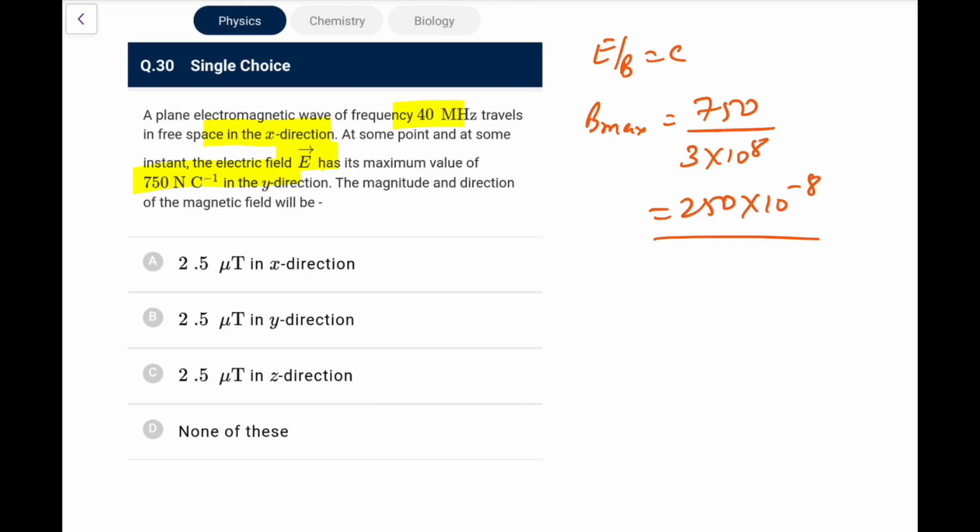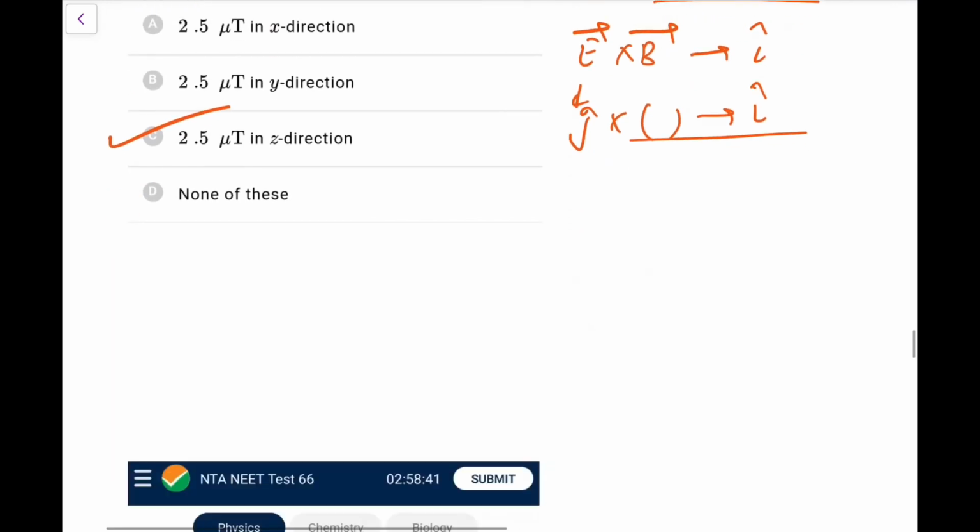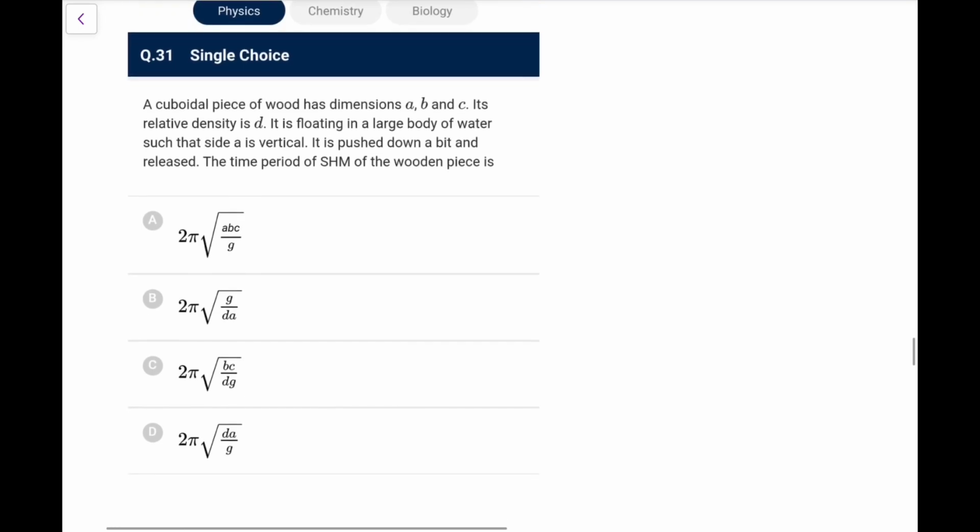Now, because it is traveling in plus X, we know E cross B should be in the direction of I cap. E is J cap, so J cap cross something should be I cap, so it should be K cap. So go for option C, that is the appropriate one. So again, a regular question based on EM waves.